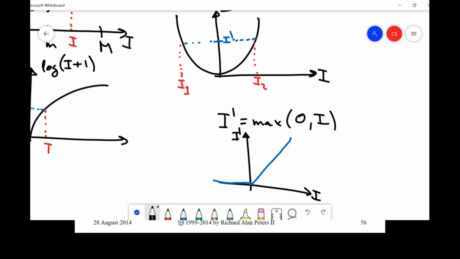Have we lost information? Do we lose information for that function? We do. If you see that I prime is 0 here, you don't know which one of all these I's give 0 in I prime. Now our images are real, so they can take positive and negative values.